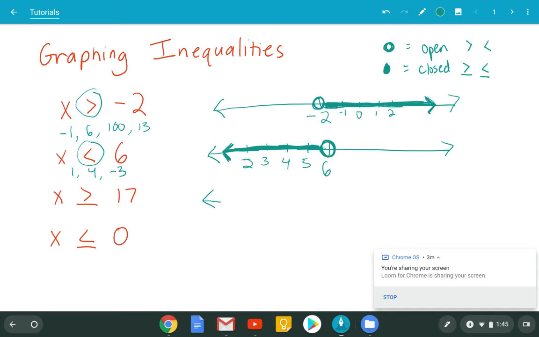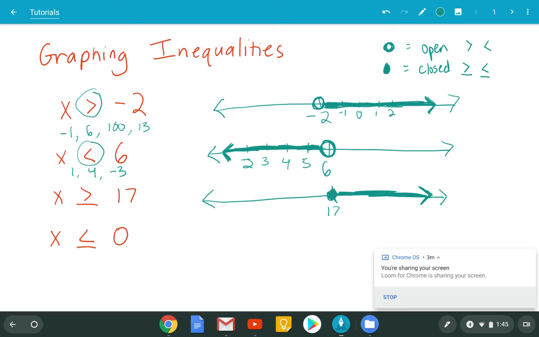Next example is x is greater than or equal to 17. So numbers that are greater than 17 could be 18, 19, 20. So all of those numbers are this way, this direction. And for an open circle or a closed circle, I would need a closed circle because 17 is greater than or equal to 17. 17 is equal to 17, so 17 would be a possible answer.